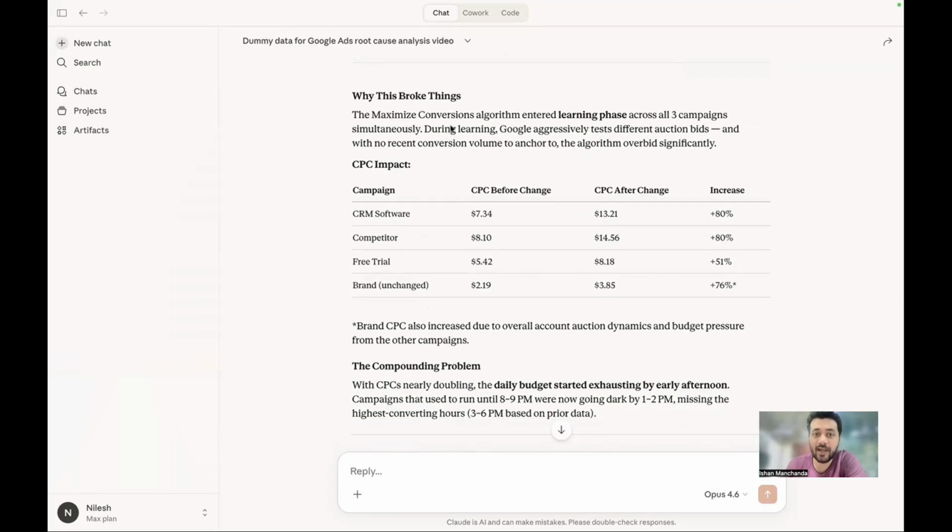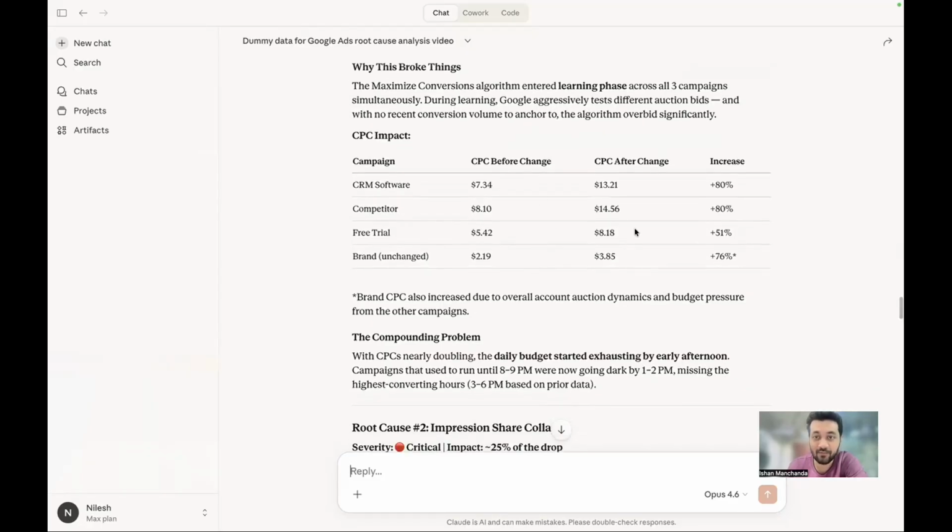So what happened is with the maximize conversion algorithm, it entered a learning phase across all 3 campaigns simultaneously. Now, during this learning, Google aggressively tests different option bids, and with no recent conversion volume to anchor to, the algorithm overbid significantly. So it makes absolute sense. It's given me the impact as well, the campaigns, the CPC, and before and after the change.